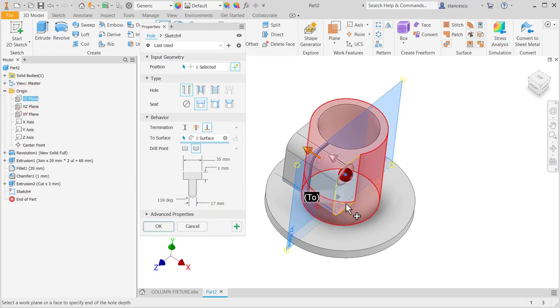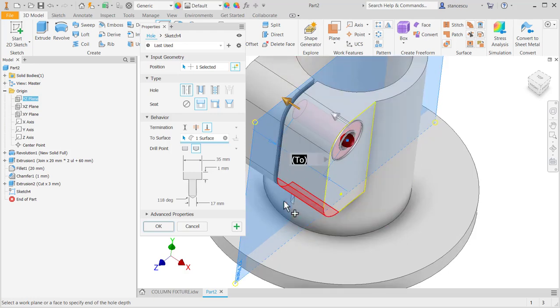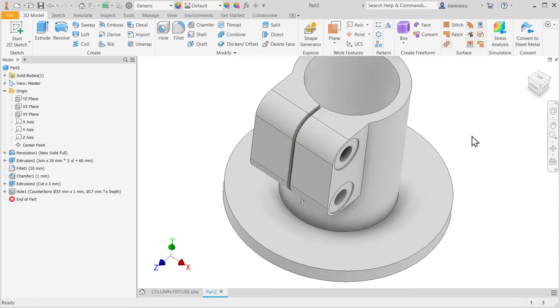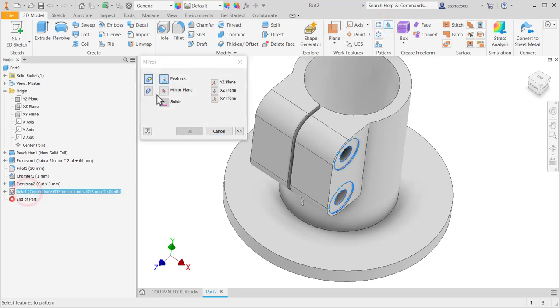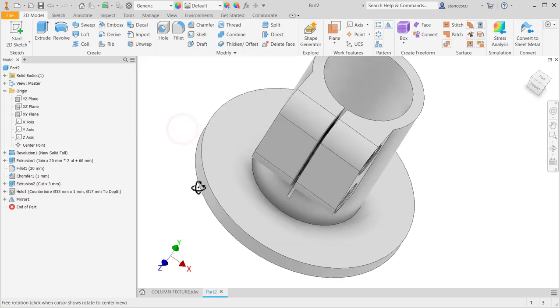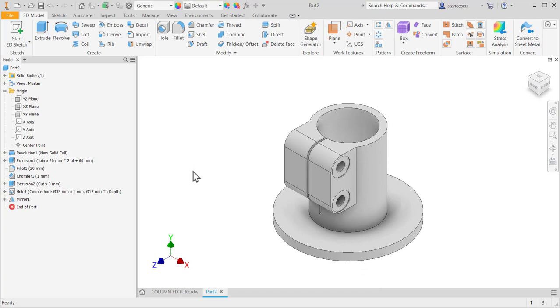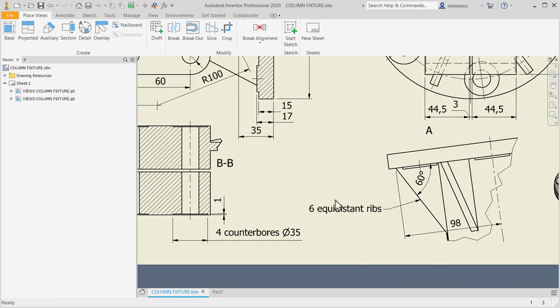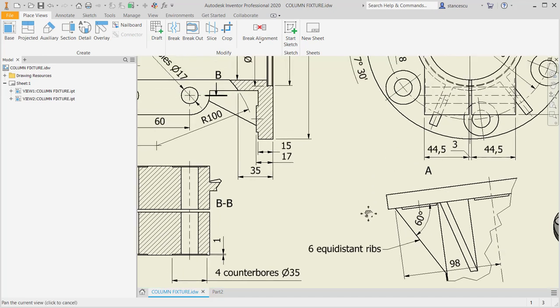And another one is this one. Another position is this one. Okay, mirror. Mirror, these two, mirror plane, this one, let's see what happens. Okay, good, F6.